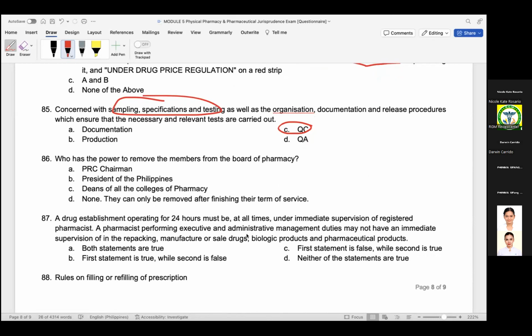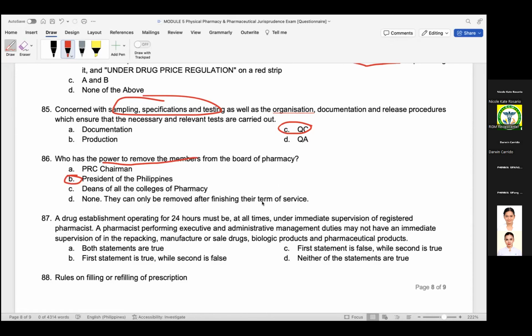Number 86, who appoints the Board of Pharmacy? And dahil siya ang nag-appoint ng Board of Pharmacy, siya rin yung may power to remove the members from the Board of Pharmacy. What's the answer? It's the President of the Philippines. Letter B. Philippines talaga, no? Philippines. Letter B. Okay, next, number 87.